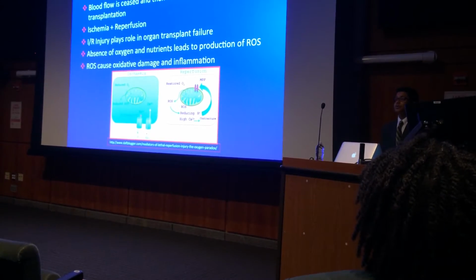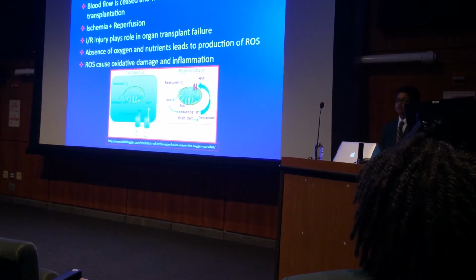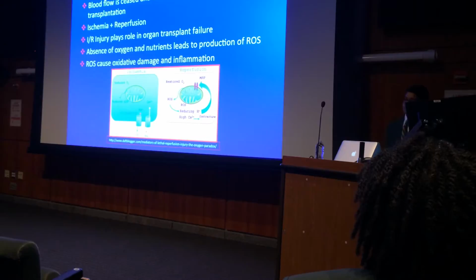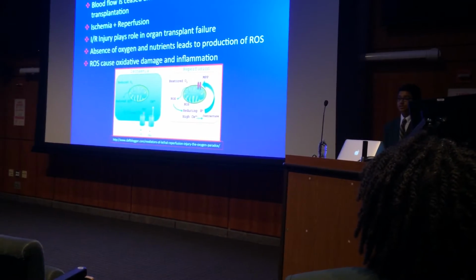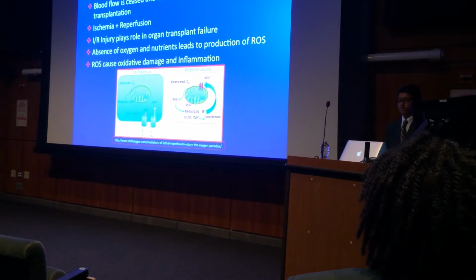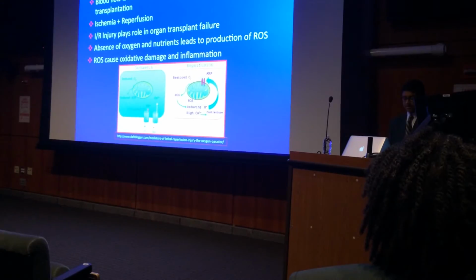Ischemia-reperfusion injury, also known as IR injury, plays an important role in organ transplant failure. During the stage of ischemia, there's an absence of oxygen and nutrients, which leads to the production of ROS, also known as reactive oxygen species. ROS is known to cause oxidative damage and inflammation.